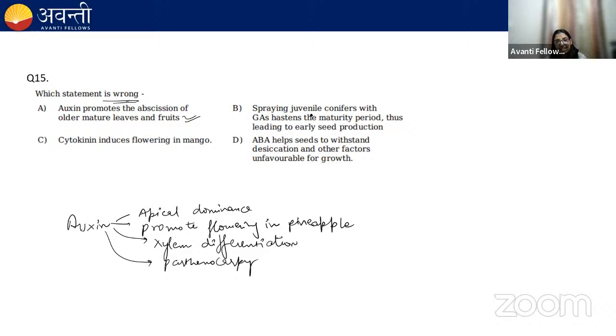Now, B says spraying juvenile conifers with gibberellic acid fasten the maturity period and thus leading to early seed production. Yes, it's true. Other features of gibberellin, please remember that GA3 is first discovered. These gibberellic acid, they increase the sugar cane yield because they are involved in internodal elongation.